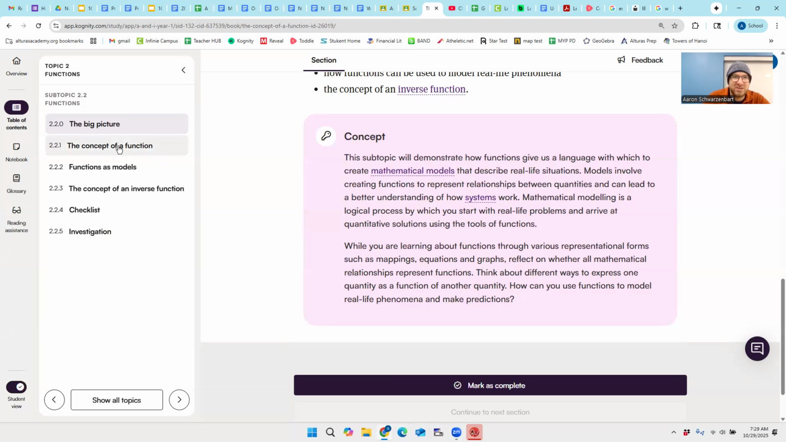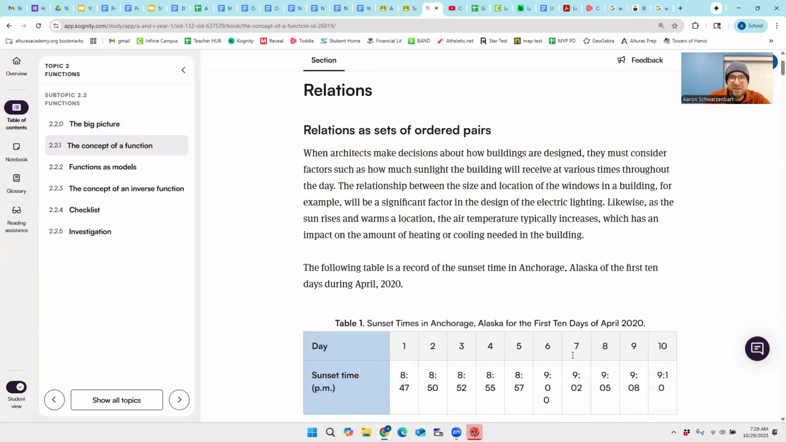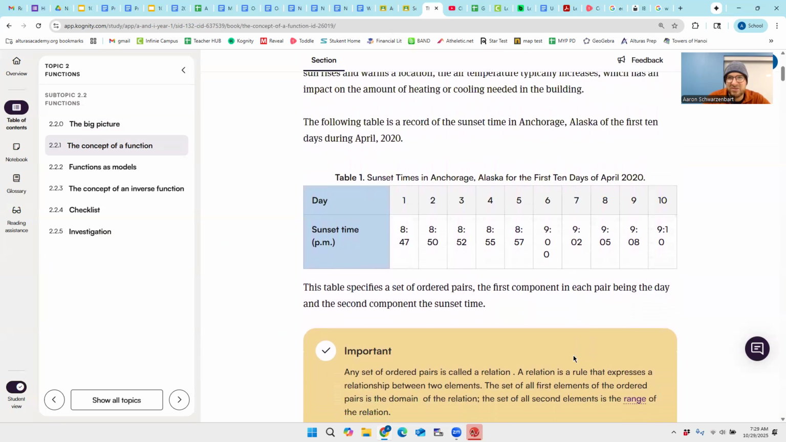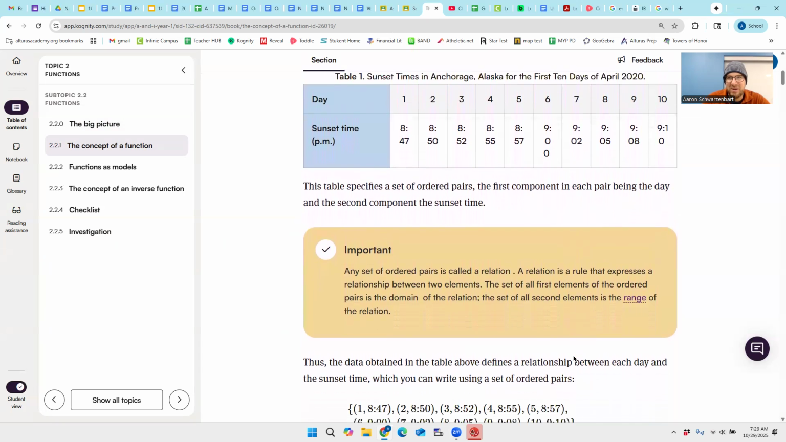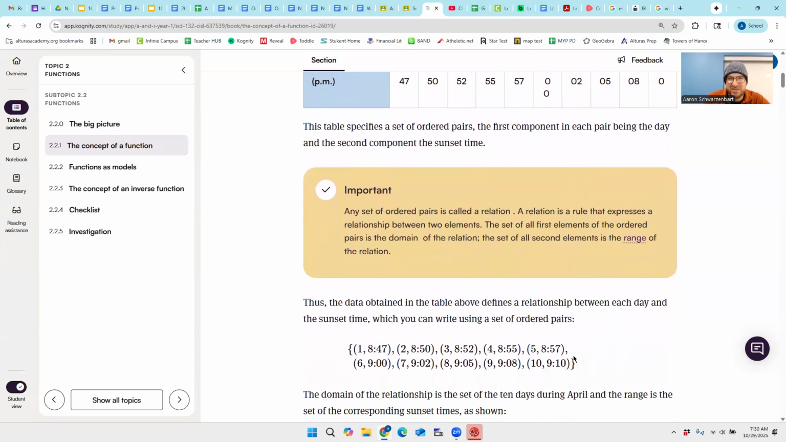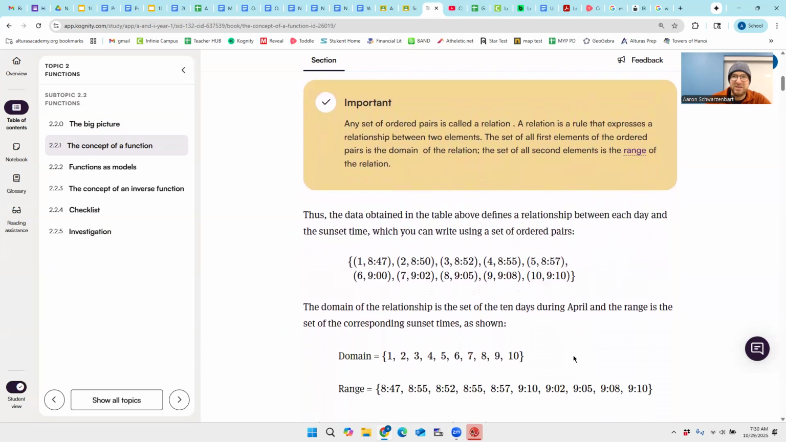So, the concept of a function. Relations are sets of ordered pairs or sets of data. Functions, remember, for each x, there is only one y. All functions are relations, so any set of ordered pairs is a relation. A rule is essentially an equation that defines the relationship. Okay.